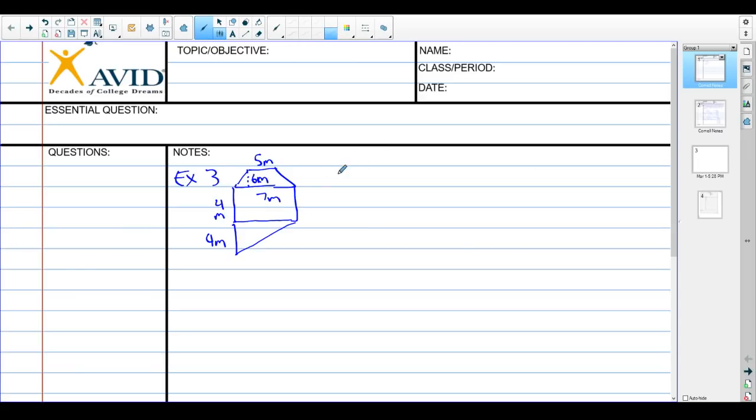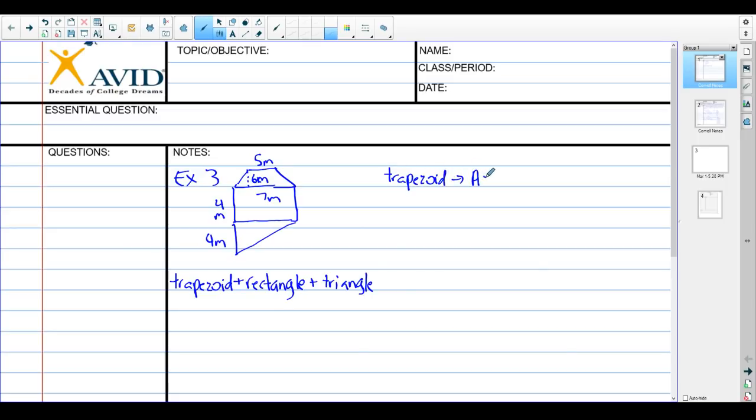Okay. So we have 3 shapes here. We've got a trapezoid. Plus, we have a rectangle. And we have a triangle. We have to find all 3 of those areas and put all 3 together. So let's start with the trapezoid. Everyone's favorite shape.